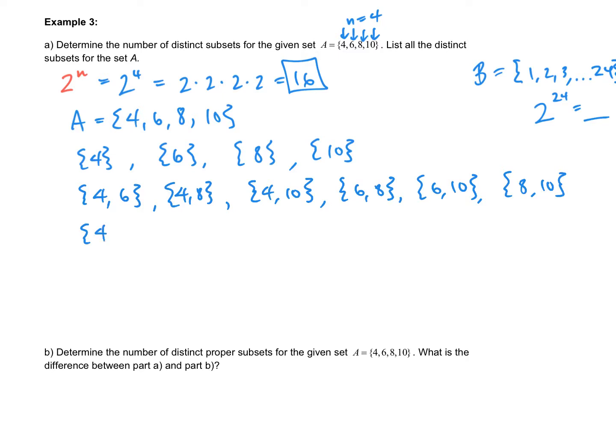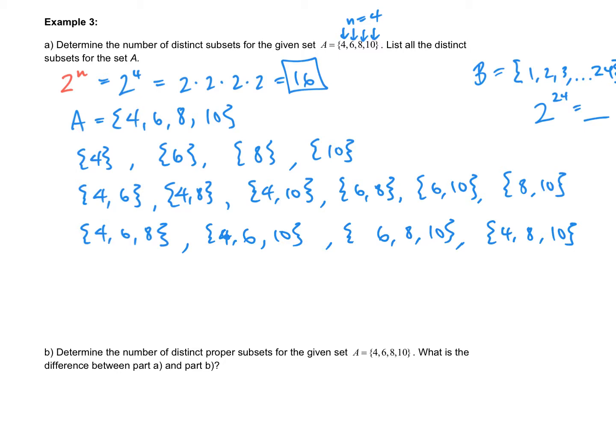So now let's do groups of 3. How about 4, 6, 8? Or 4, 6, 10? And how about not 4, but 6, 8, 10? And I wrote a comma up here for no apparent reason. Okay, 6, 8, 10. And 4, 6, 8, 4, 6, 10. What about 4, 8, 10? Very easy to miss one, huh? Don't worry, I won't give you anything bigger than 4 elements to do.